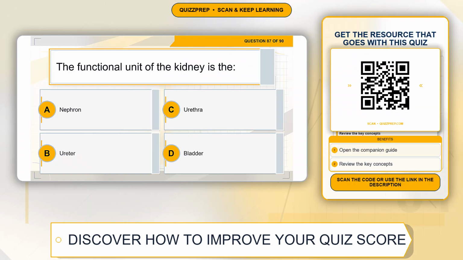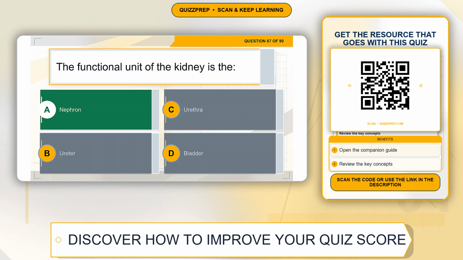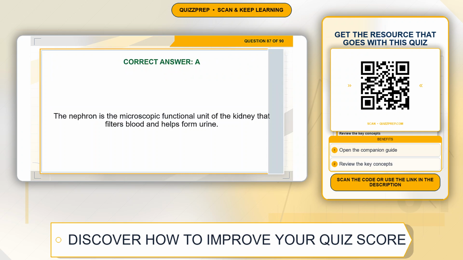Question 87. The functional unit of the kidney is the Option A, nephron. Option B, ureter. Option C, urethra. Option D, bladder. The correct answer is option A, nephron. Explanation. The nephron is the microscopic functional unit of the kidney that filters blood and helps form urine.